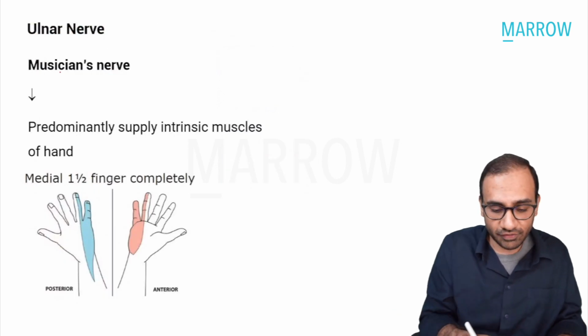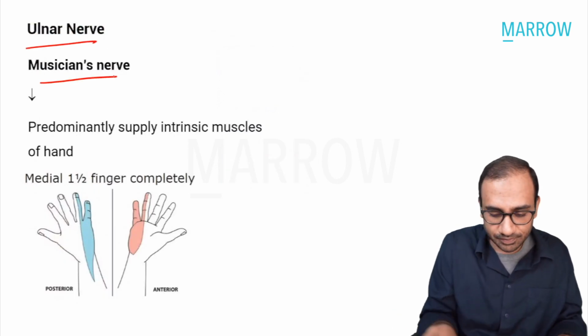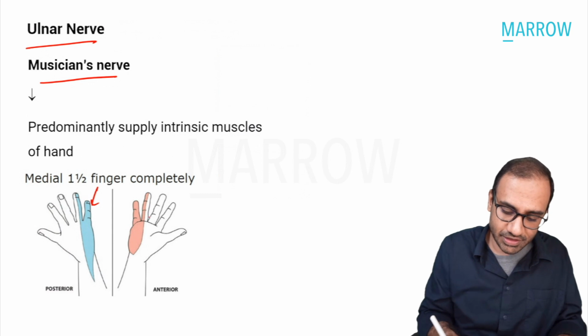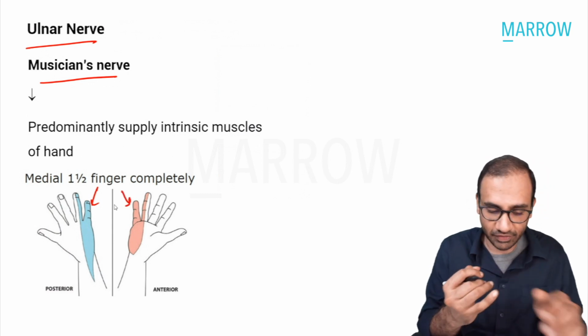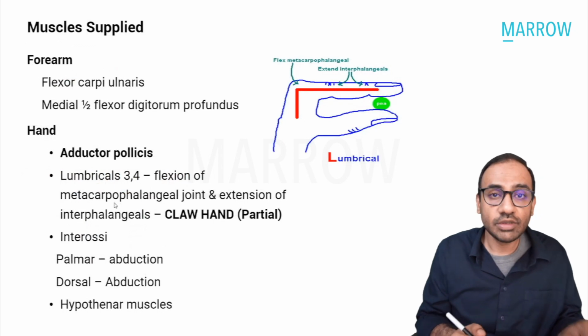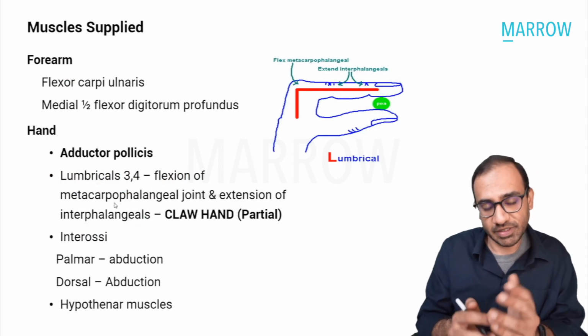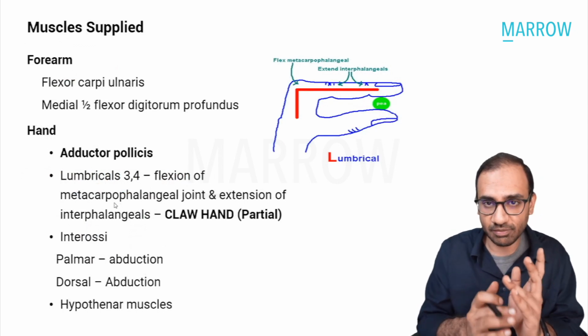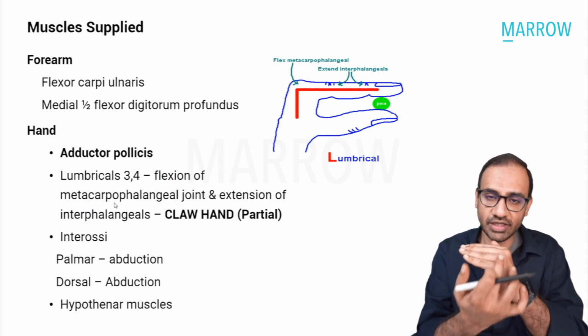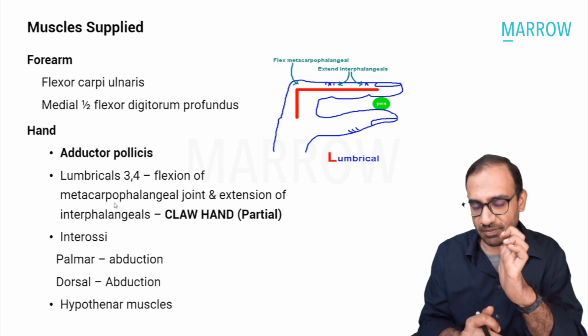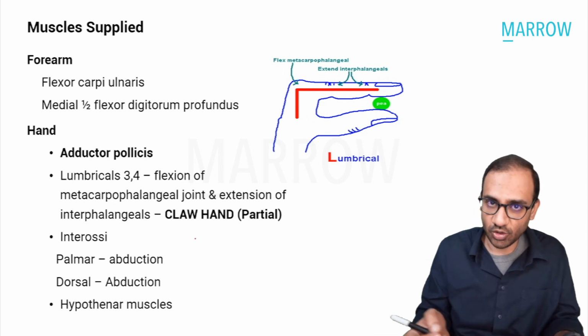So quick review. Ulnar nerve is also known as the musician's nerve. This is the sensory distribution of the ulnar nerve. And what is the autonomous zone of the ulnar nerve? Tip of the little finger. The lumbricals are supplied by the ulnar nerve, especially lumbricals 3 and 4, which supply fingers number 4 and 5. And if they are paralyzed, this action is paralyzed. So there is extension of the MCP and flexion of the PIP and DIP. That is what your claw hand is.